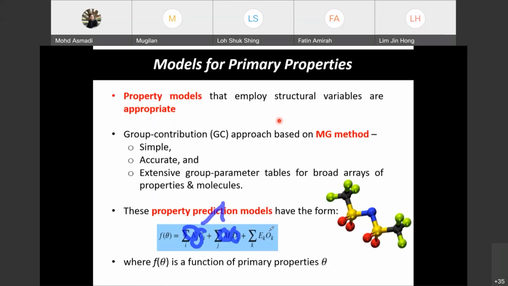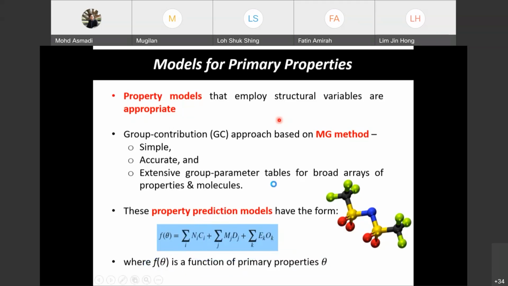This one is not standalone. I think it's a new topic in chemical and product design, so he did not include it in this text, meaning that it's not standalone. And then O is also the occurrence. A_K is the group contribution for the third order group, where f(theta) is the function of the primary properties. For example, boiling point, critical temperature, all those primary properties.